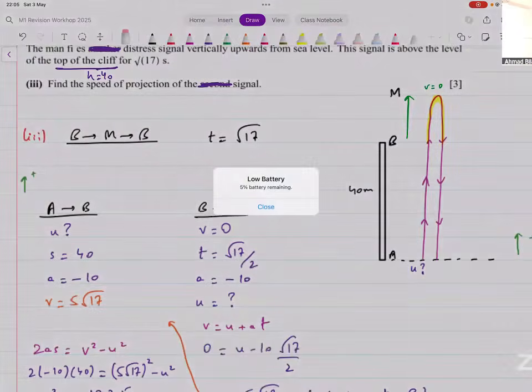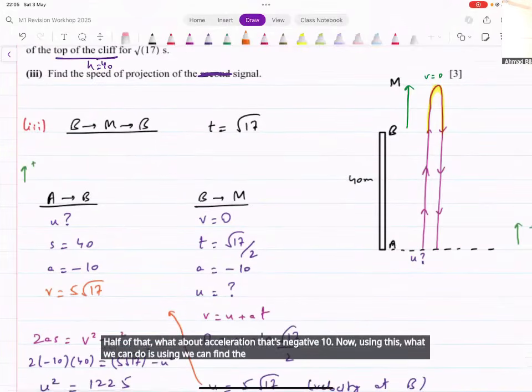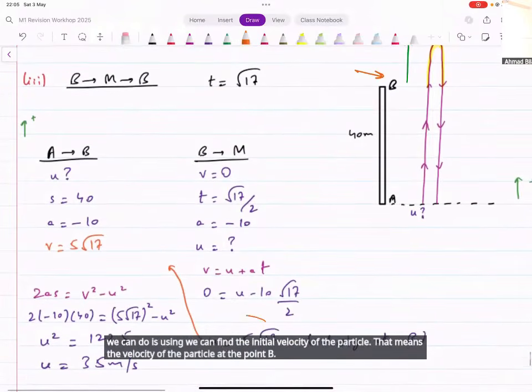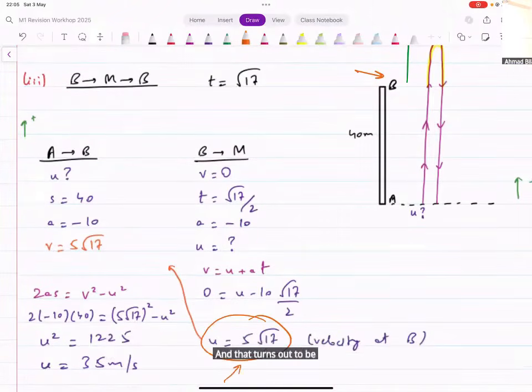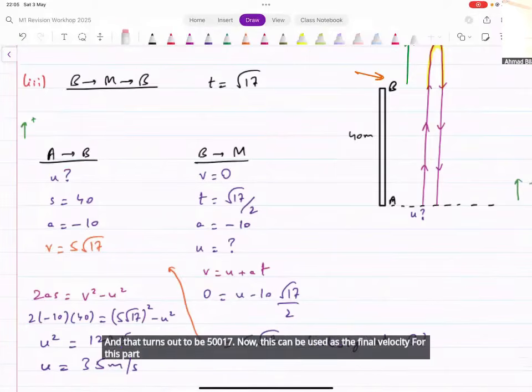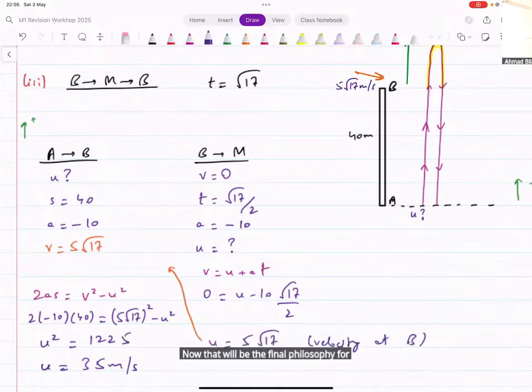Now, using this, we can find the initial velocity of the particle, that means the velocity of the particle at the point B. That turns out to be 5 under root 17. Now, this can be used as the final velocity for this part of the journey. For the A to B part of the journey, the velocity at the point B is 5 under root 17 meters per second. That will be the final velocity for the A to B part of the journey.